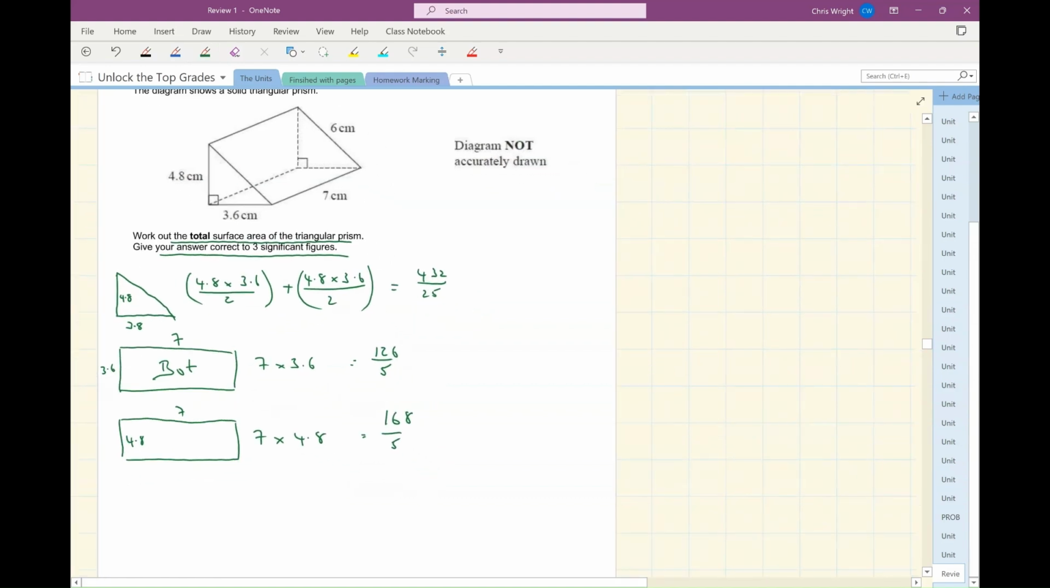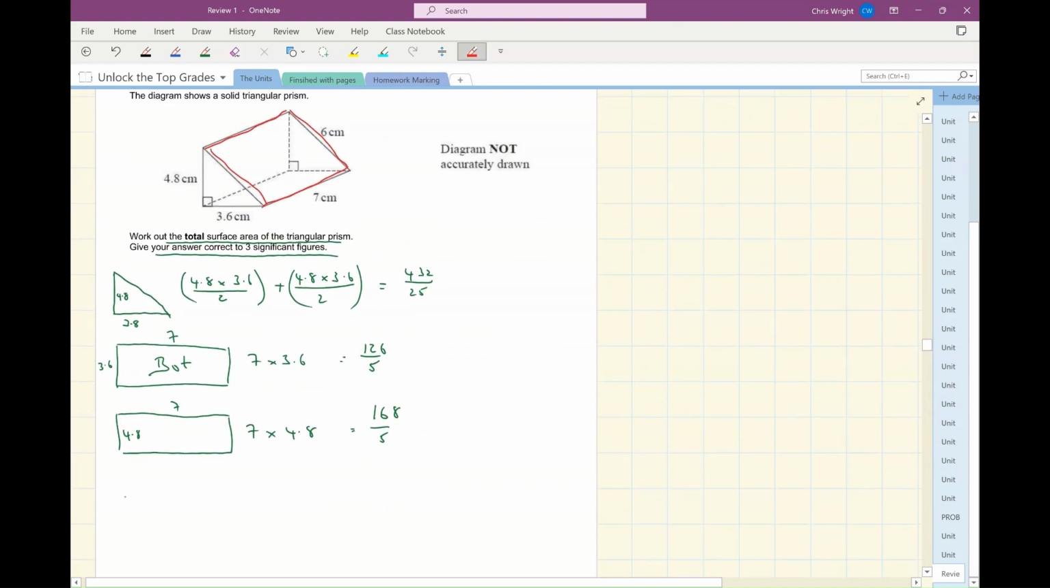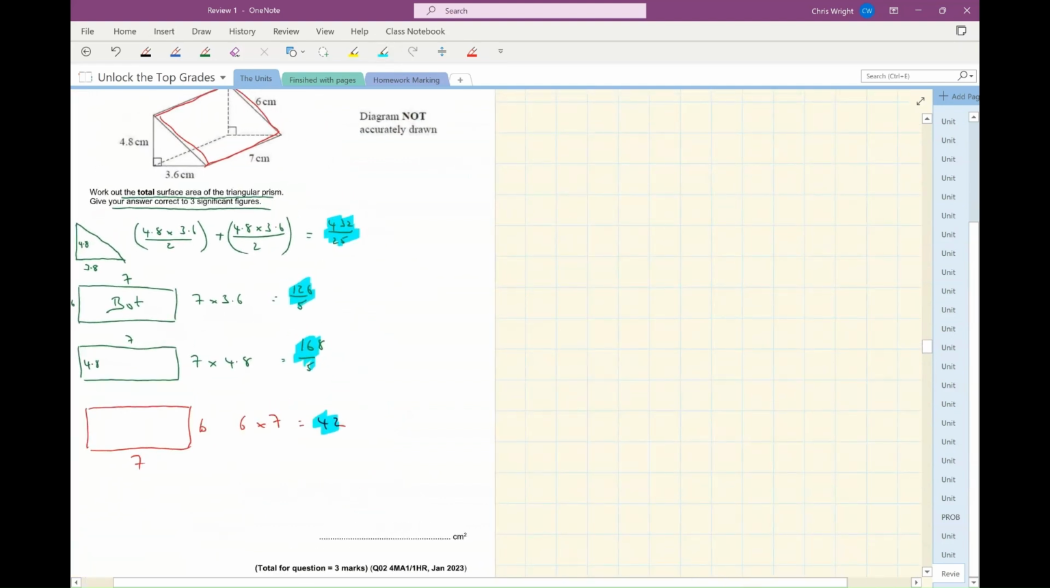Okay, and now I've just got the rectangle to do here, which happens to be on a slope. And that rectangle there measures 6 by 7. 6 sevens are 42. So now, if I add up this, this, this, and this, and put my answers correct to 3 significant figures, I'll have the answer that they're looking for.